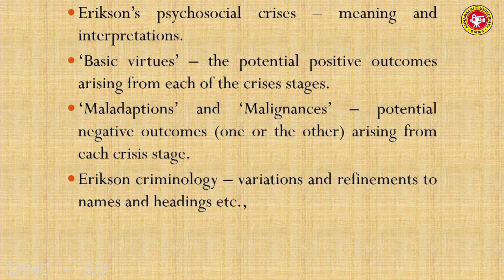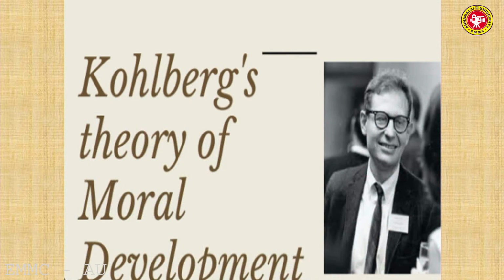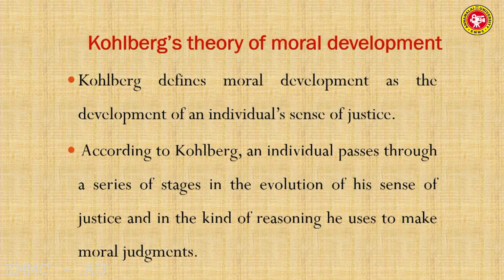Under Erikson's psychosocial crisis, we can see meaning and interpretations, basic virtues, the potential positive outcomes arising from each of the crisis stages, maladaptations and malignancies, the potential negative outcomes arising from each crisis stage, Erikson's criminology, variations and refinements to names and headings, etc. Next theory, Kohlberg's theory of moral development.